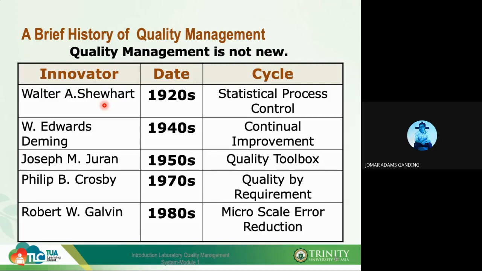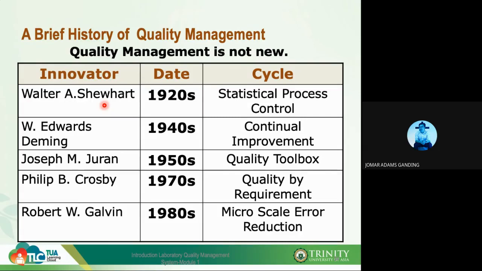Eventually, in the 1940s, W. Edwards Deming proposed continual improvement. That is the reason why we have opportunities for improvement, and our evaluation tools are all designed to foster and pave the way for continual development in a particular organization.